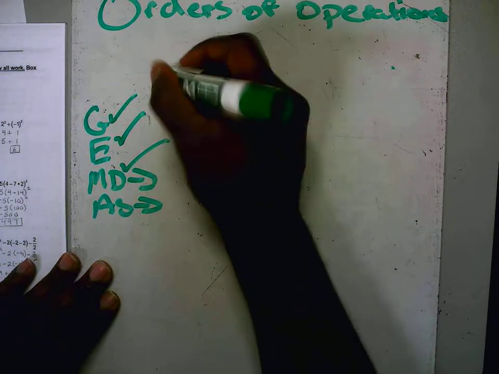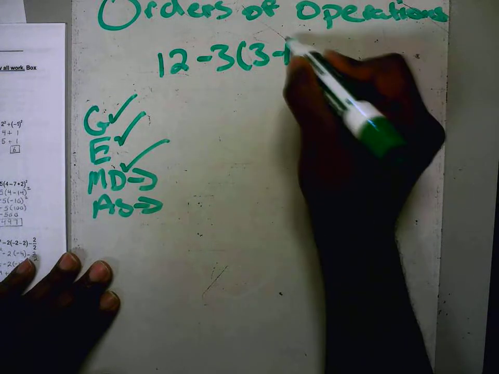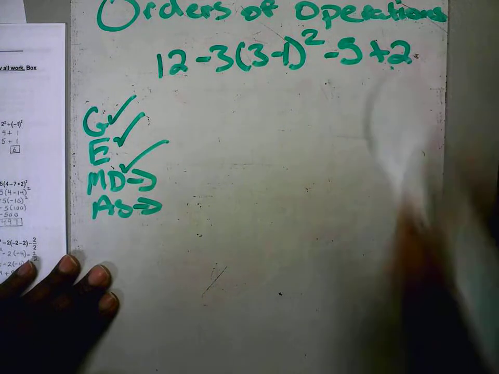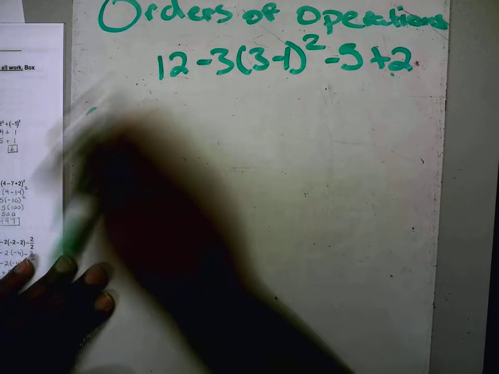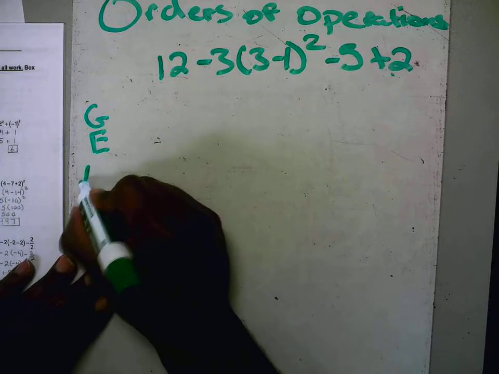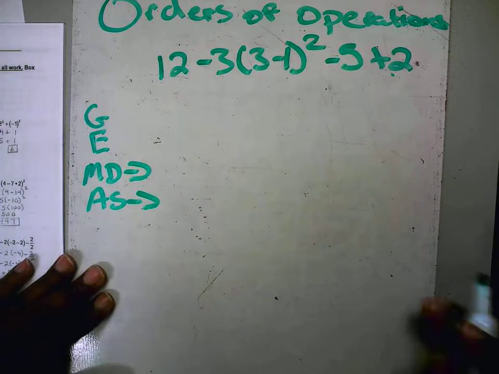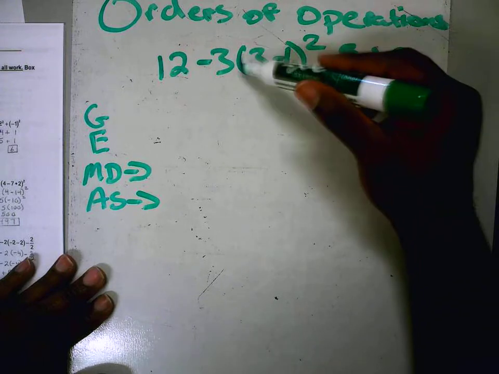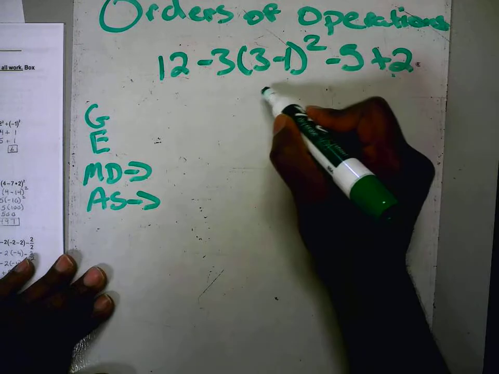Alright, let's say we have 12 minus 3 times 3 minus 1 squared minus 5 plus 2. Alright, now here we go. We're going to start our checklist all over again. I write it down every time for each problem. Grouping, say it to myself, exponents, multiplication, division from left to right, addition and subtraction, whichever comes first from left to right. Now, do I have any grouping? Yes, I do. I have parentheses here. Okay, so I'm going to work through the parentheses. 3 minus 1 is 2.